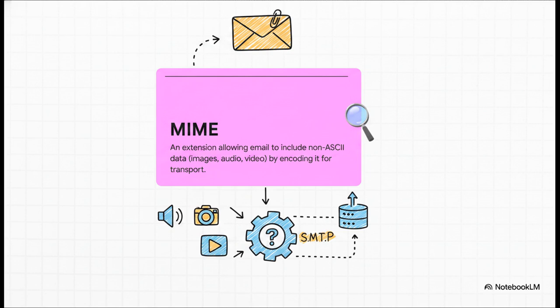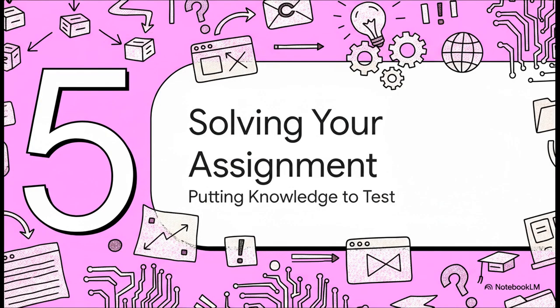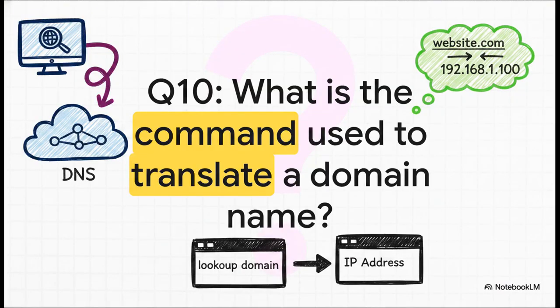The answer is MIME. Okay, let's put all this theory into practice and tackle the assignment head-on. This is where we see how these concepts are framed in your actual questions. So let's think back to our DNS chat. We know DNS is the system that does the translation. But what's the actual tool you use on your computer to ask a DNS server for that information?